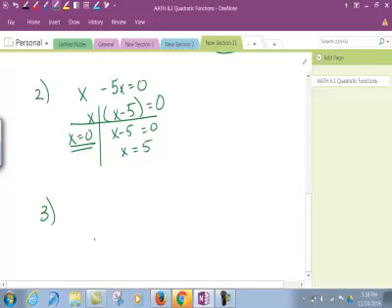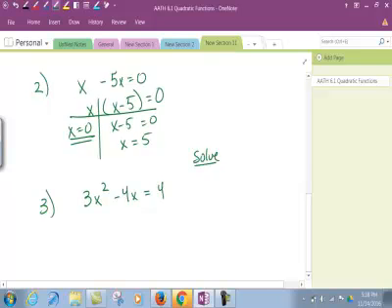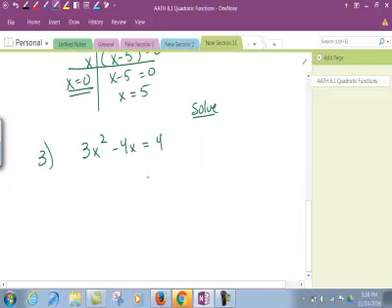Okay, sometimes we don't have the problem set up right. So let's go ahead and try this one. What if we have, and we'll make it a little bit more challenging, 3x squared minus 4x equals 4, and again your directions are to solve. Well, in order to factor, we have to start out setting it equal to 0. So we're going to move everything over to the left. Okay, like that, and then we're ready to go.